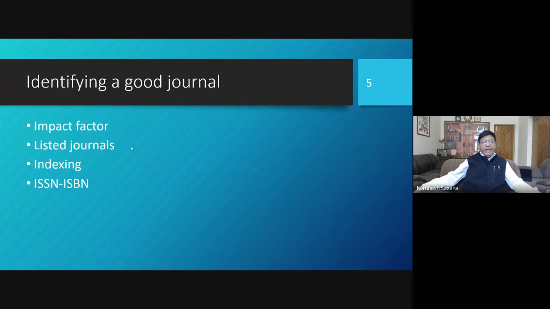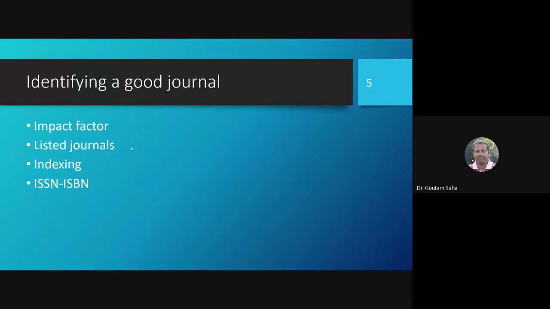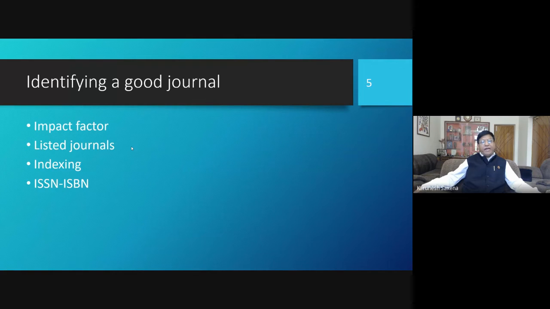Apart from UGC CARE, you can go for Scopus Index, you can go for Web of Science, you can go for Emerald, and there are many indexing agencies, but go for a good journal.